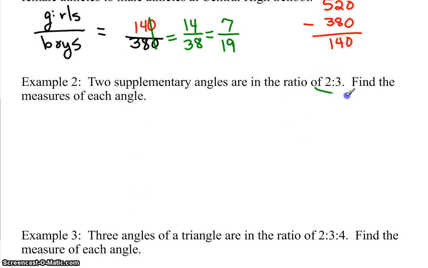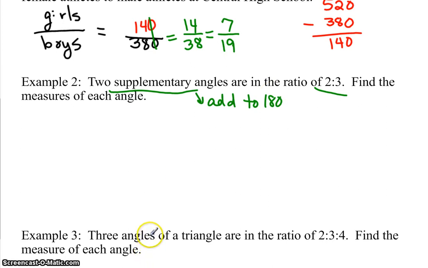We have a ratio, and we have some information about the angles, which says they're supplementary. So the first thing you need to do is remember what supplementary angles do, and that is supplementary angles add to 180. And what it's telling me is that the angles are in the ratio of 2 to 3.